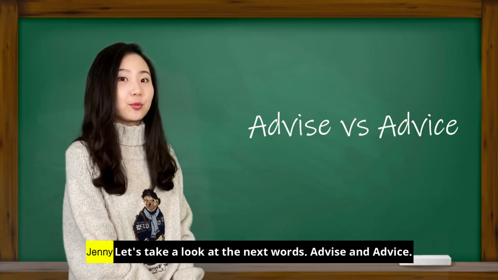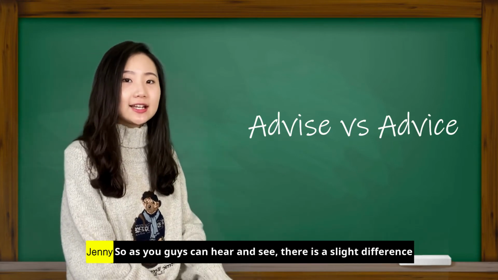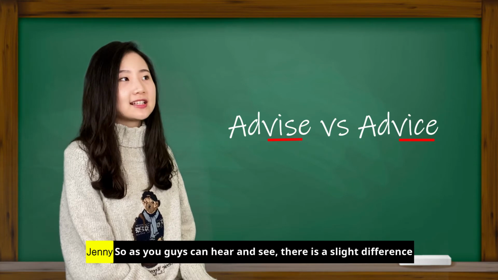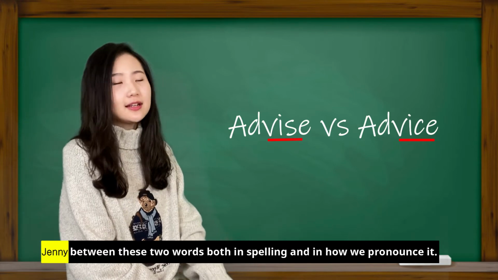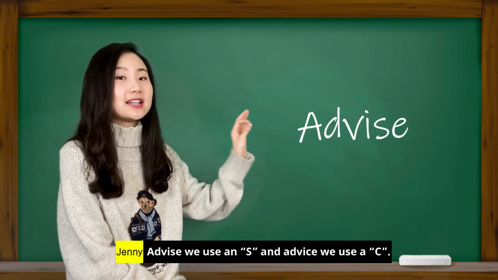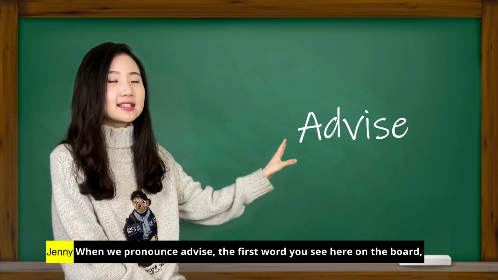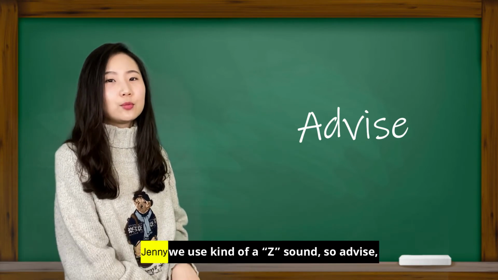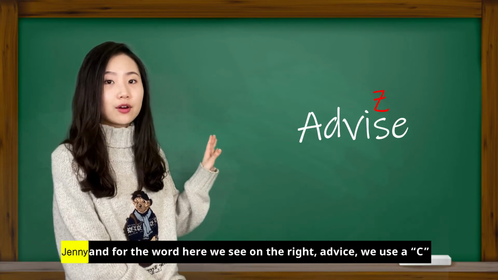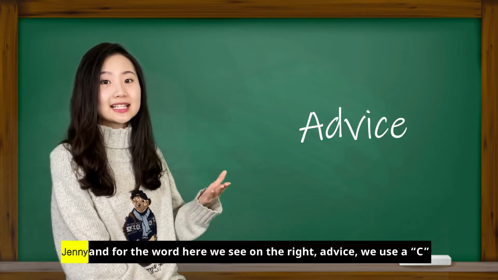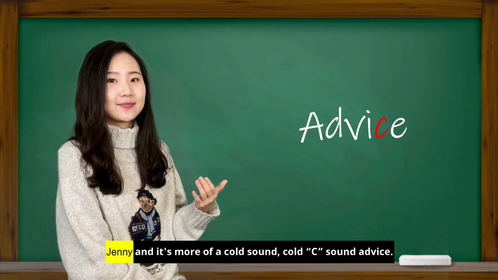Let's take a look at the next words, advise and advice. As you guys can hear and see, there is a slight difference between these two words, both in spelling and in how we pronounce it. Advise, we use an S, and advice, we use a C. When we pronounce advise, the first word you see here on the board, we use kind of a Z sound, advise. And for the word on the right, advice, we use a C, and it's more of a cold C sound, advice.